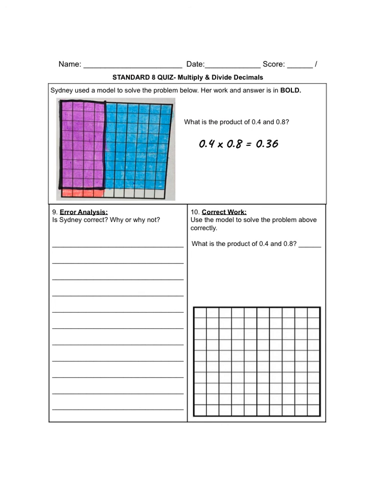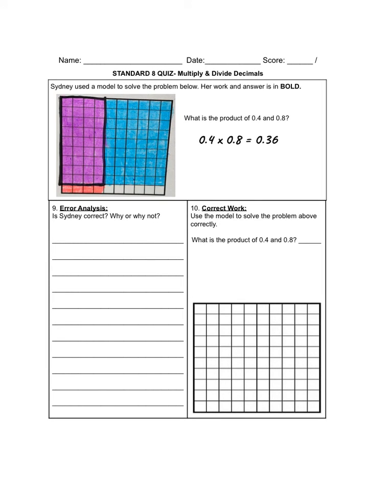All right, next question. Sydney used a model to solve the problem below. Her work and answer is in bold. What is the product of 4/10 and 8/10? This is what she solved here. 4/10 times 8/10 equals 3600ths.